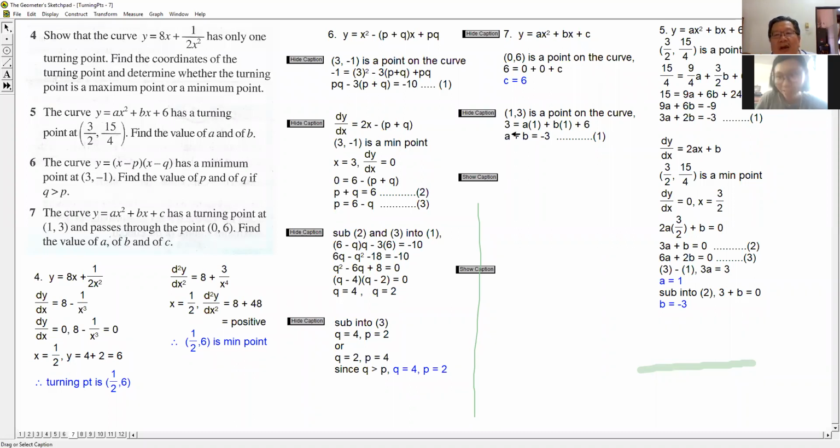Okay, right. So I use this point, I substitute into the quadratic equation. I form another equation involving a and b. So after substituting the 2 points, I've already formed two equations. Can you guess how to form the third equation? Anyone?